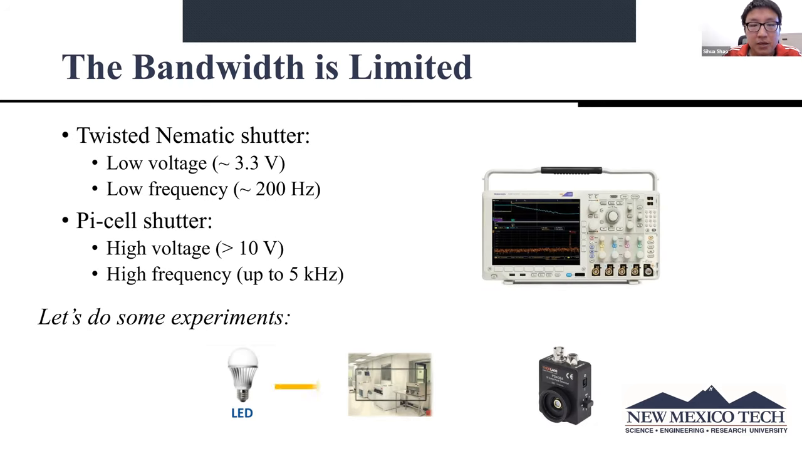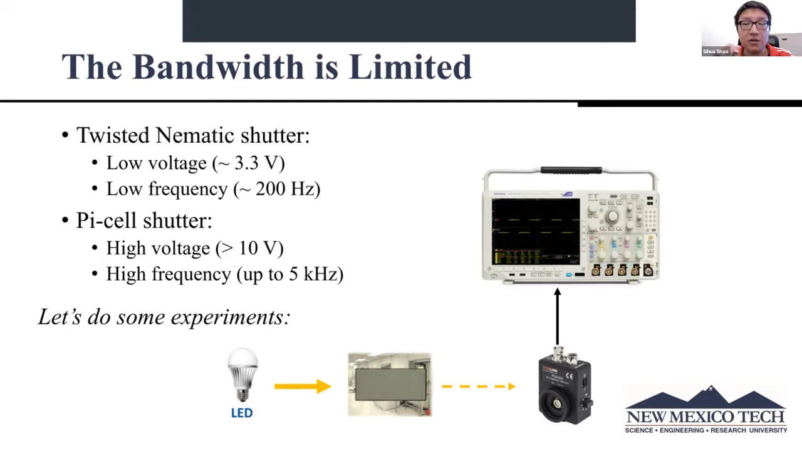We put the LED light bulb at one side of this shutter, and the shutter will turn on and off. So it becomes a signal, goes to the photodiode. And the photodiode will be connected to an oscilloscope, and the signal will be displayed on the oscilloscope. In this experiment, we change the frequency of this on and off of the LCD shutter and check the waveform on the oscilloscope.